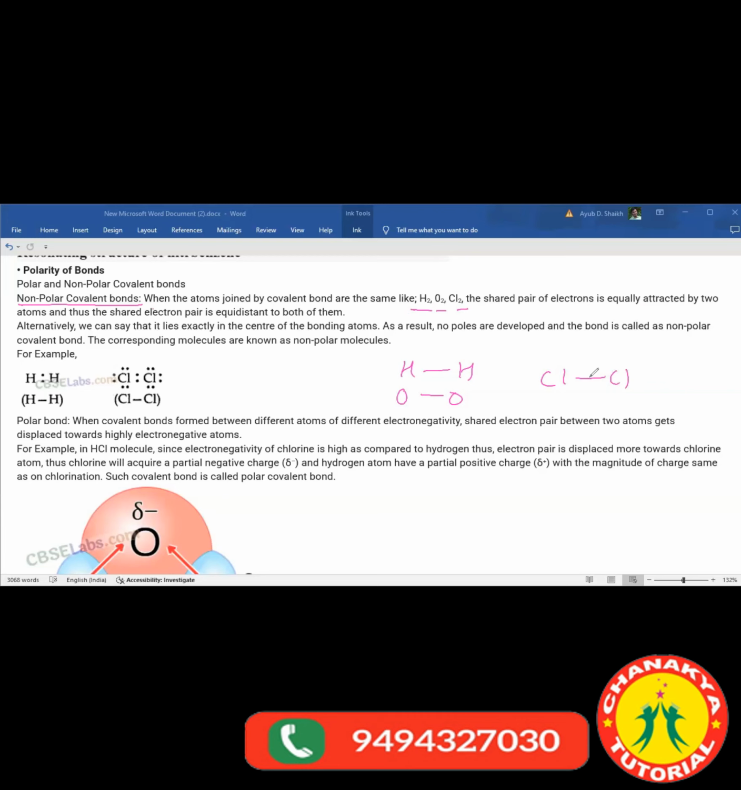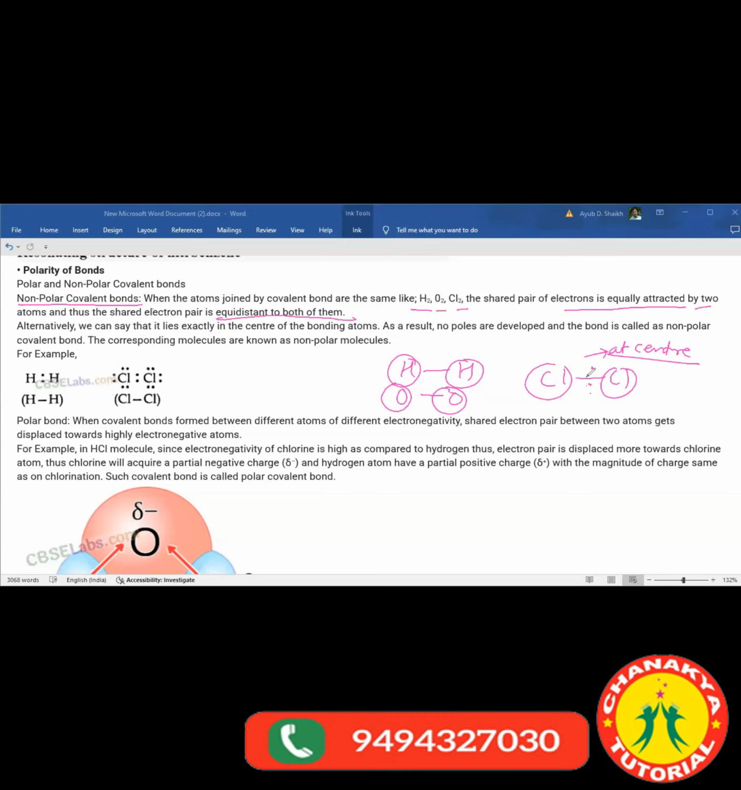Where will it be? At the center. It will not lie with any one atom, and will not be attracted toward only one atom. It is at the center of the covalent bond due to equal sharing by both atoms, because of the equal strength of both atoms, since the atoms are identical. See what is given: the shared pair of electrons is equally attracted by the two atoms, and thus the shared electron pair is equidistant from both of them. Right? It means the distance of this electron pair from the first chlorine is equal to that from the other chlorine.